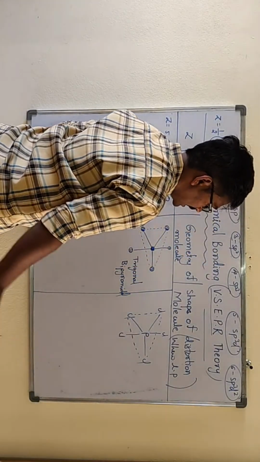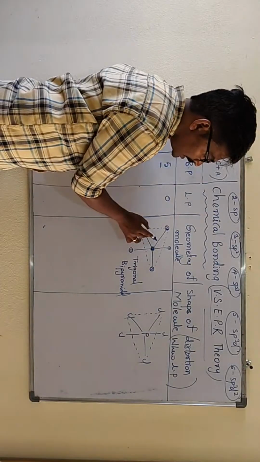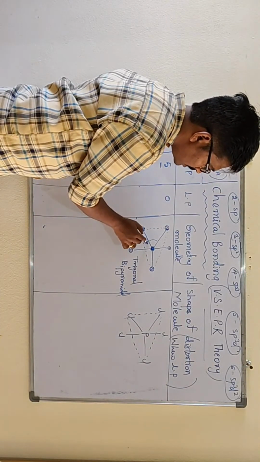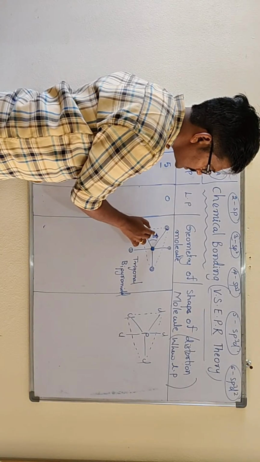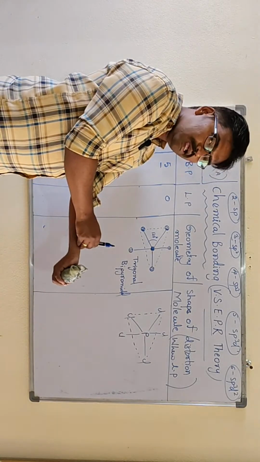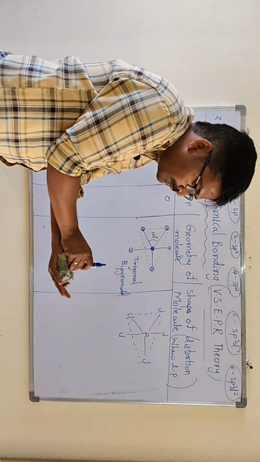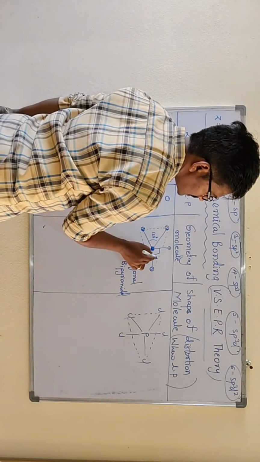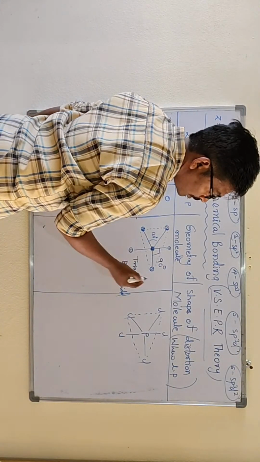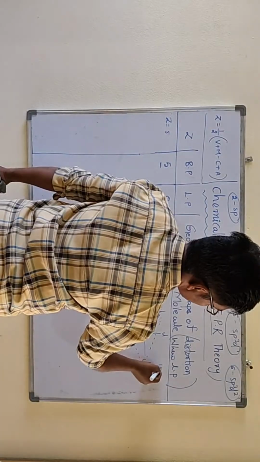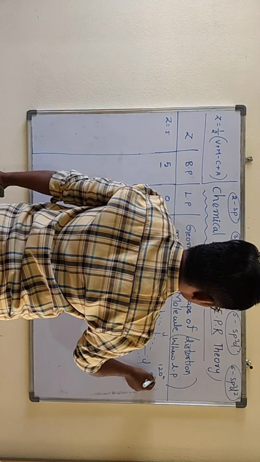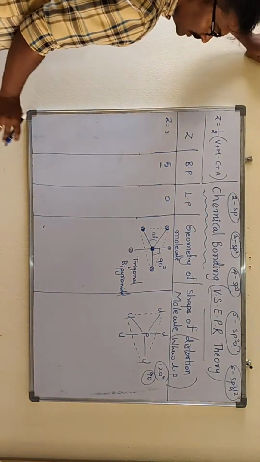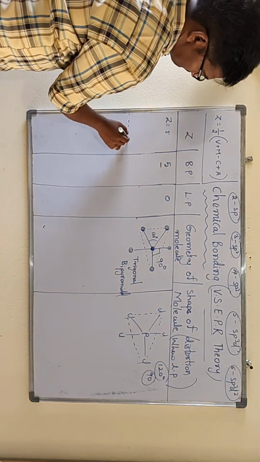So what is the bond angle, sir? The bond angles present in the trigonal planar are 120 degrees. Above the plane and below the plane, the angles are 90 degrees. So bond angles in this case, 120 is also there, 90 is also there. So observe it. Next one.